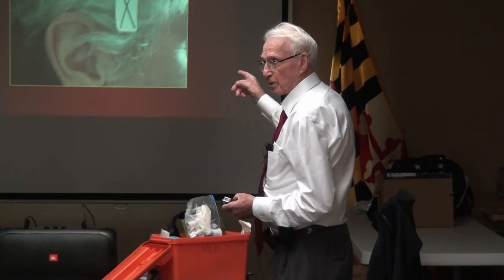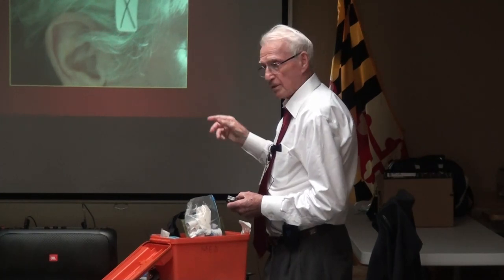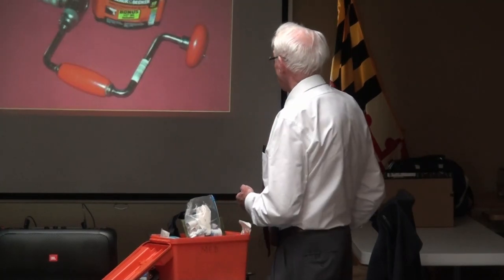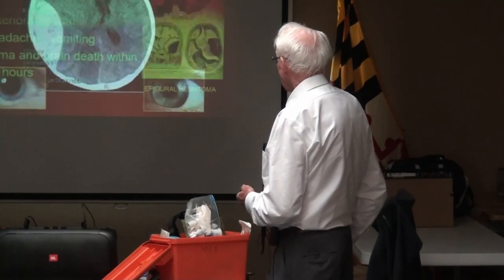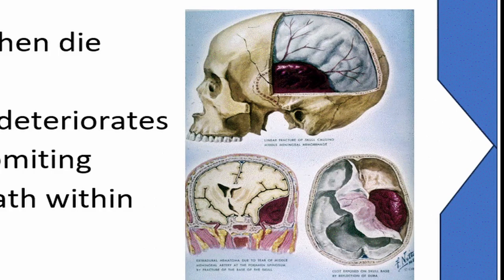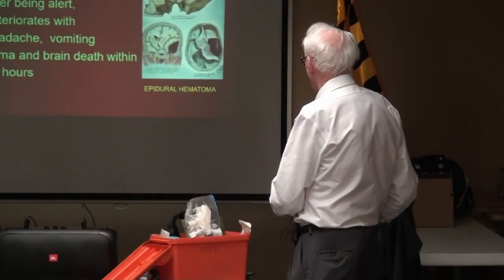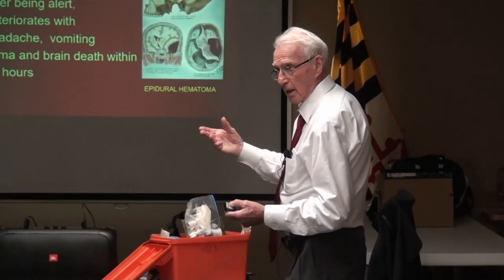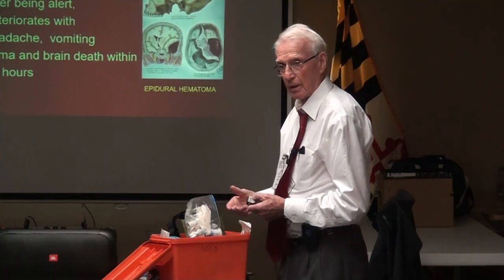So that's where you put the hole. I'll go back to that picture. You see where that clot is? The top one shows a fracture going down through, and this is the artery. Do you see it, a dotted line? That's what's bleeding, and that's where the clot is. Here's the ear canal. So a hole anywhere there will let out the clot and save the life.